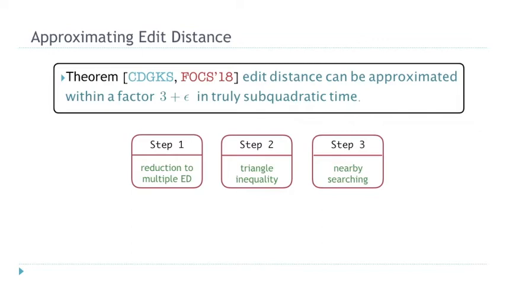The algorithm that gets the constant factor has 3 steps. In the first step, we reduce the problem from the 2-string case to multiple strings. In the second step, we use triangle inequality, and in the third step, we use a method that we call nearby searching to solve the problem.